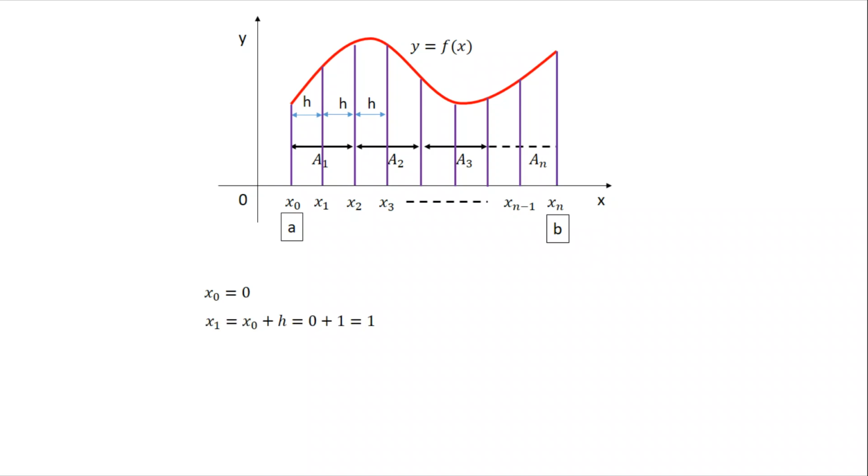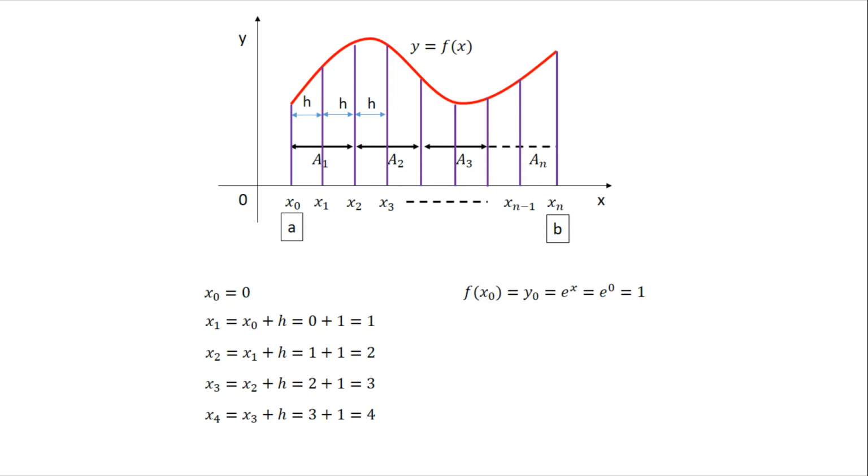Here xn is 4. First, x0 is given as 0. Then how to find x1? x0 plus h. Just add the step size: 0 plus 1 is equal to 1. Then x2 is x1 plus h. Just add the previous number and the step size: x1 plus h, 1 plus 1, 2. x3 is x2 plus h, 2 plus 1 is equal to 3. x4 is x3 plus h, 3 plus 1, 4.